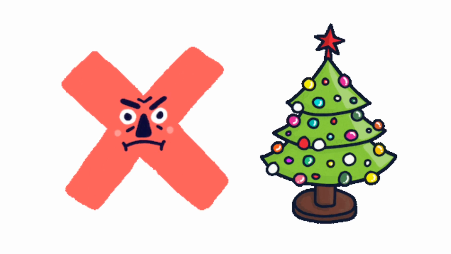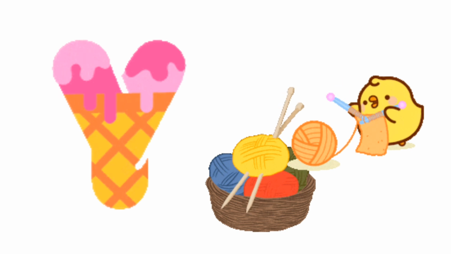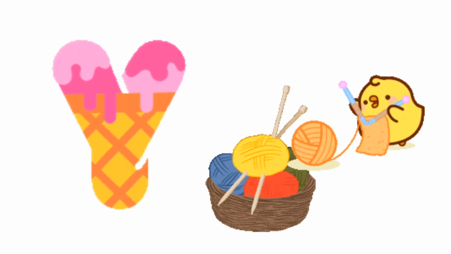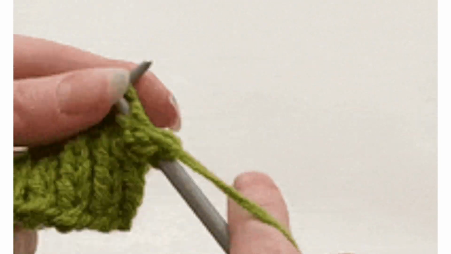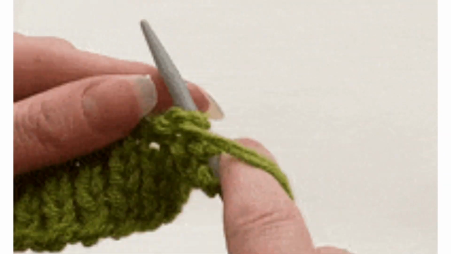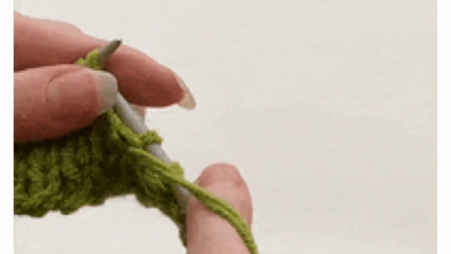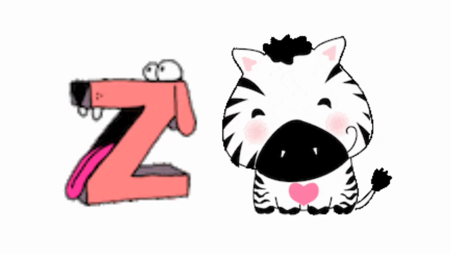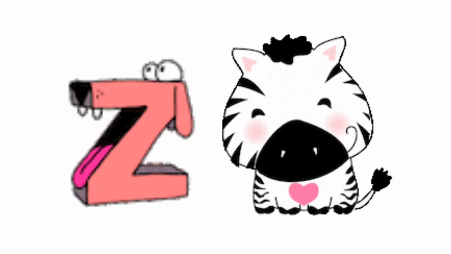X. X for Xmas tree. Y. Y for yarn. Z. Z for zebra.